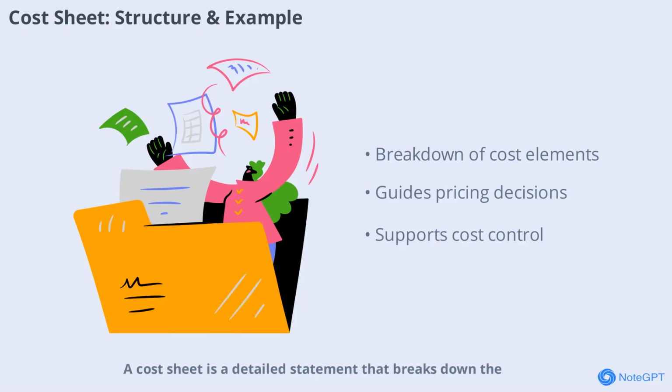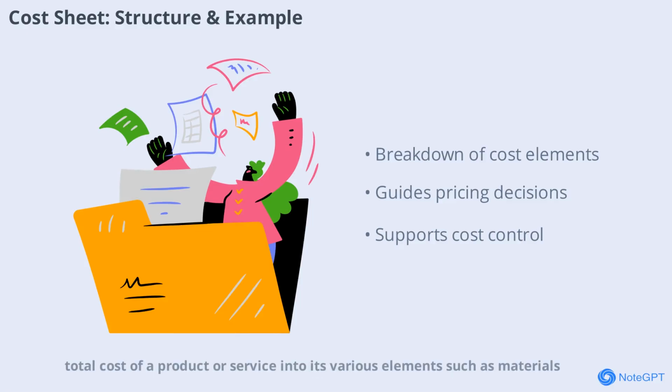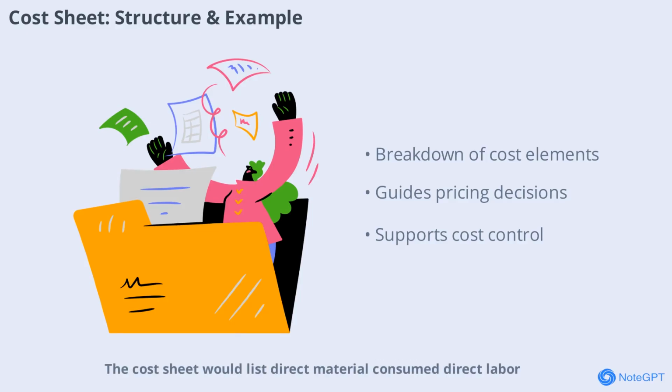A cost sheet is a detailed statement that breaks down the total cost of a product or service into its various elements, such as materials, labor, and overheads. This tool is essential for determining both the total and per-unit cost, which in turn guides pricing and profitability analysis. For instance, consider a company producing 10,000 units. The cost sheet would list direct material consumed, direct labor, and direct expenses to arrive at the prime cost. And factory overheads are added to calculate the work's cost.